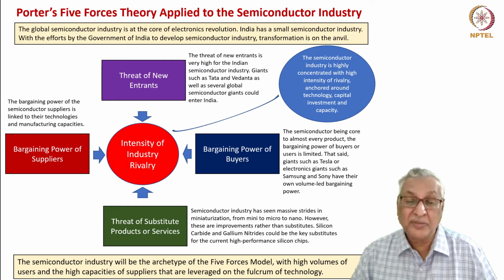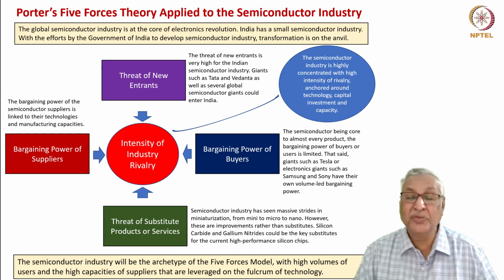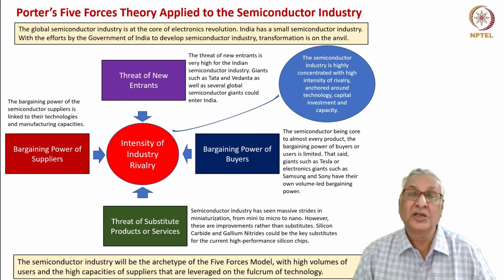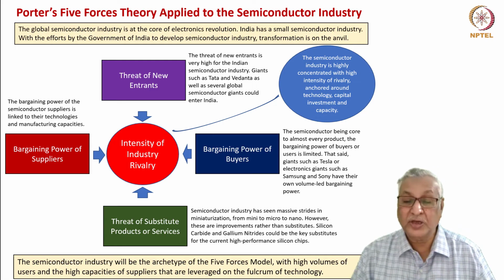That said, there have been companies such as Tesla which have written their codes in such a way that the semiconductor shortage also could be moderated to some extent. That is, the type of semiconductors and their sophistication could be of different varieties depending upon the availability of the semiconductors, and this has led to certain moderation of the bargaining power towards the betterment of the end product makers. Samsung and Sony have their own volume led bargaining power. Semiconductor industry has seen massive strides in miniaturization from mini to micro to nano. However, there are improvements rather than substitutes.